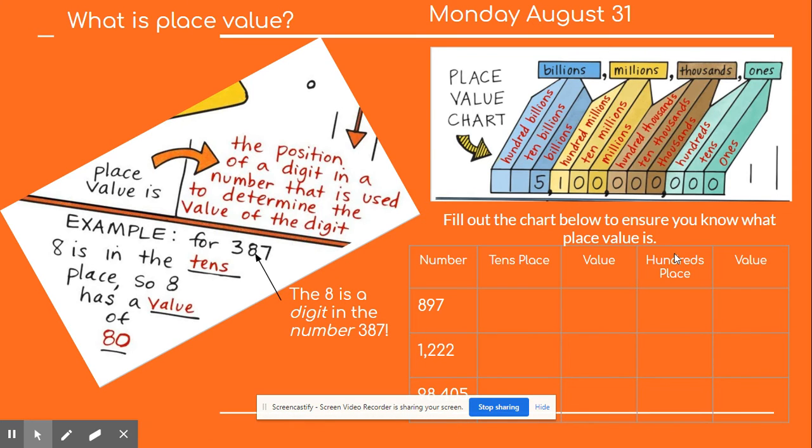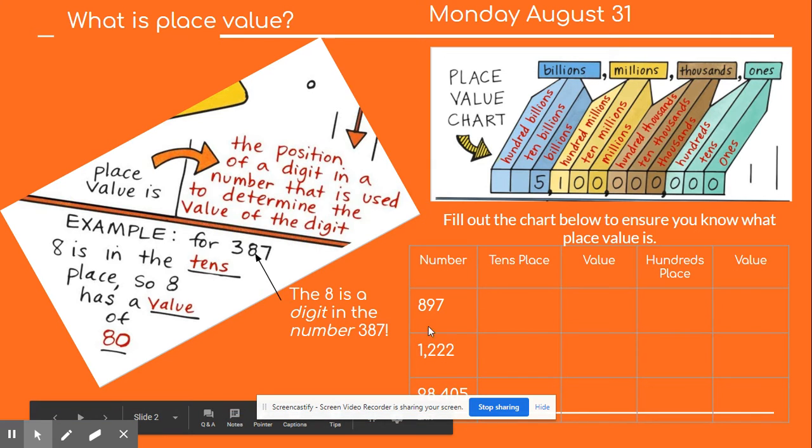Then you're going to do the same thing and find the hundreds place. So where's the hundreds place, for example, located in the number 1222? The hundreds place would be 2. And then what would be the value of that 2? Okay, so the value of this 2 in the hundreds place would be 200, or 2 hundreds.